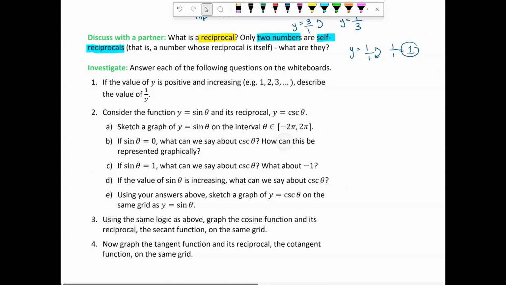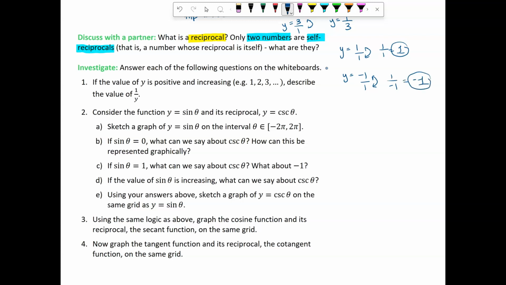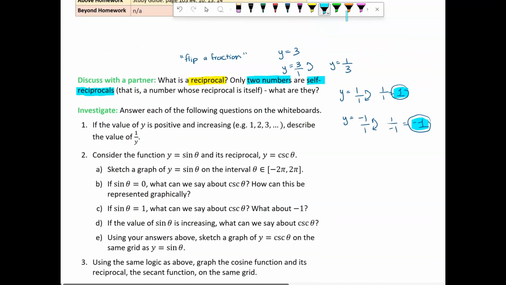There is another one, and that is negative 1. So y equals negative 1, which is negative 1 over 1. When you flip it, yes, because a negative becomes top or bottom, it does not matter. It still stays as negative 1. So 1s are special in the fact that they are self-reciprocating, so that no matter what you do when you take the reciprocal, it stays the same value. But that's different in other cases, like we saw with 3 and 1/3.